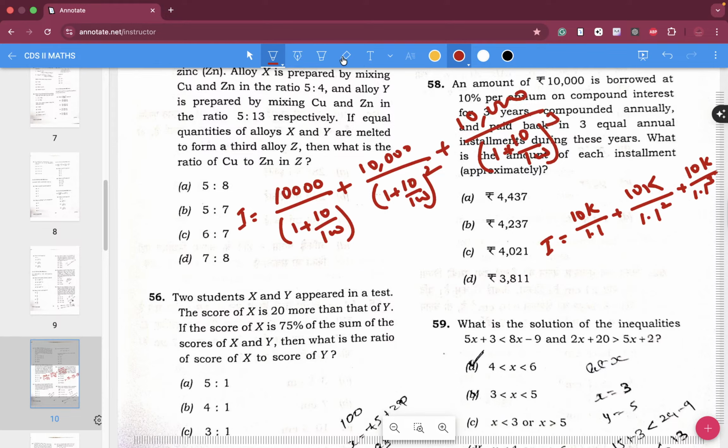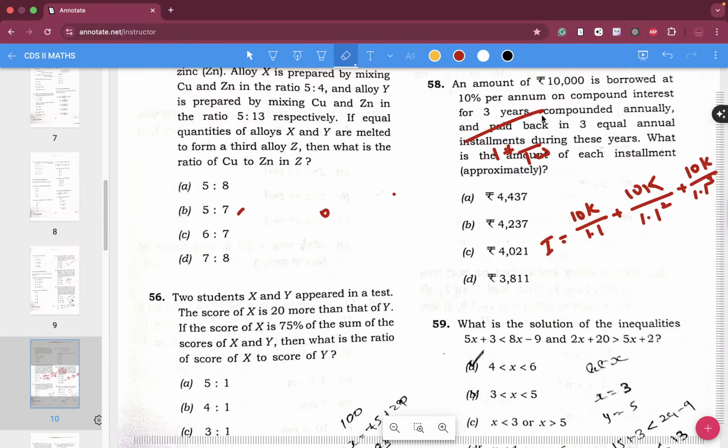This is what is the answer, folks. Now I'm not in a mood to do this calculation. Even in the examination hall, no matter how smart you are in calculation, you know where it is going to lead. And 1.1 whole square is 1.21, this is what we know. And 1.1 cube is equal to 1.331, isn't it?